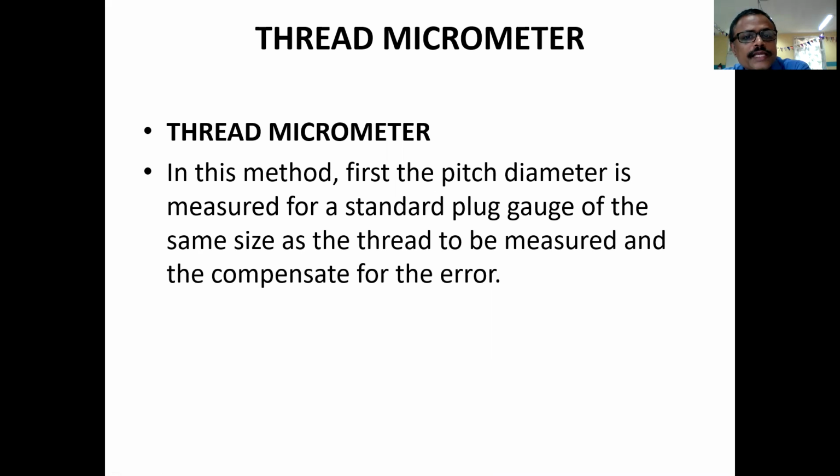So the point to be noted here is, the pitch diameter is measured for a standard plug gauge of the same size as the thread to be measured, and this compensates for the error. What are these plug gauges? Plug gauges are limit gauges which will tell you regarding the measurement of the threads. These limit gauges we will study again in detail in the next session.